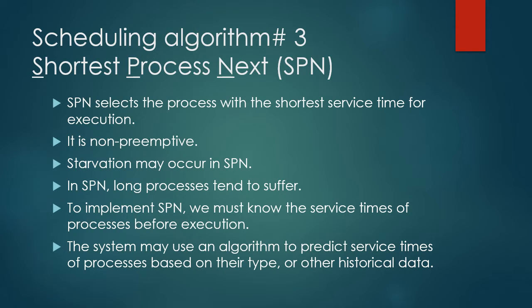The third scheduling algorithm that we will talk about is shortest process next, SPN. SPN selects the process with the shortest service time for execution. It is non-preemptive. Once a process is given the processor, it cannot be removed by the dispatcher. It will leave the processor if it completes or asks for IO. Starvation may occur in SPN.